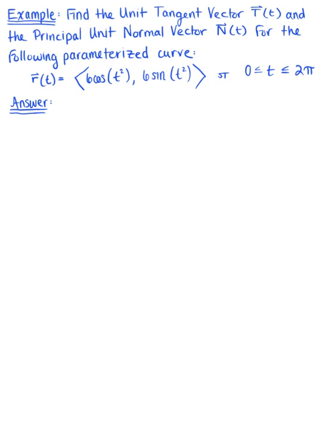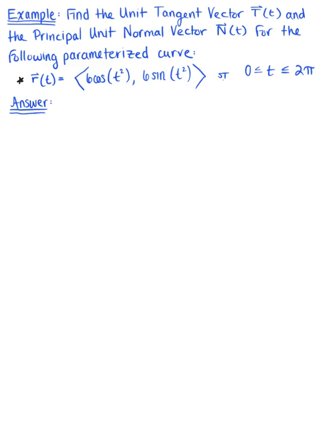Find the unit tangent vector and the principal unit normal vector for the following parameterized curve. Here we are given the curve parameterized by the vector valued function r of t with components 6 cosine of t squared, 6 sine of t squared. And this is such that t is greater than or equal to 0, less than or equal to 2 pi.